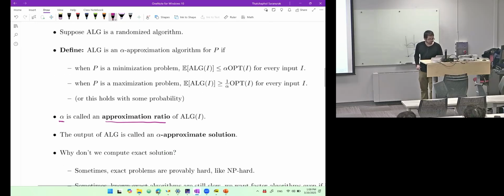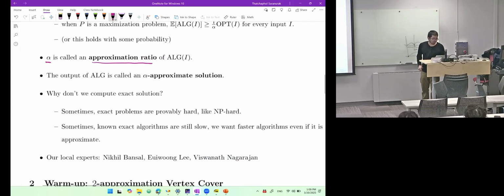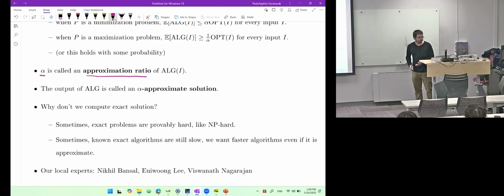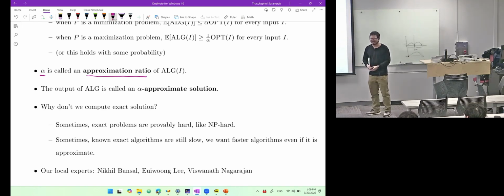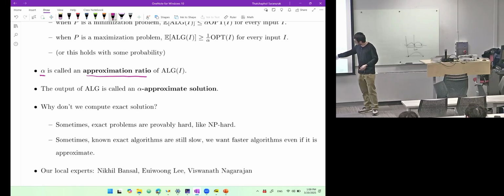Well, why don't we compute the exact solution? Because some problems are NP hard. And sometimes even if it's not NP hard, we don't know how to compute an exact solution really fast, like in linear time or sublinear time. Once you really care about running time, even if it's a problem in P, it totally makes sense to look at approximation algorithms. And we have a local expert that just focuses on approximation algorithms here, your advisor too.